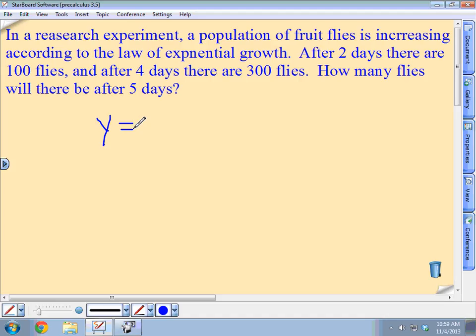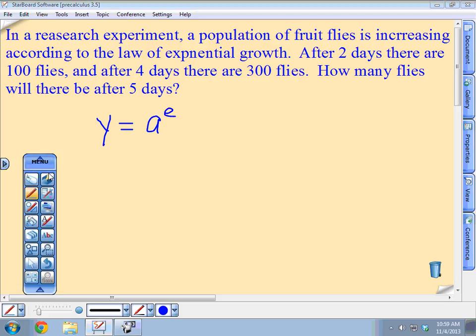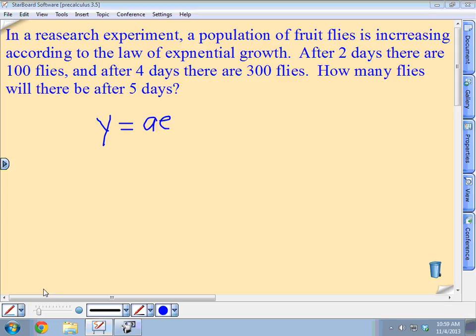A will be 100. Give me your formula. y equals A times e to the bx. Okay, and so what are you going to do? Is A and B the number of flies? Well, you have two different equations, right? So let's start with the first one. After 2 days, x is your time, so x is 2.